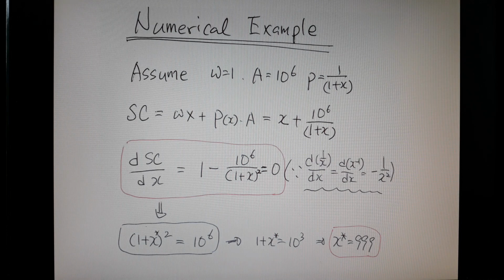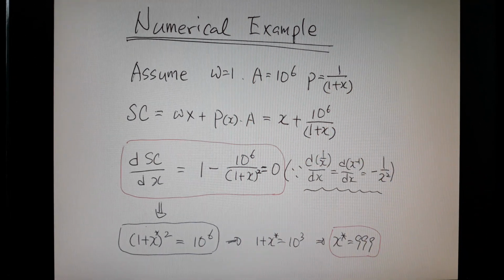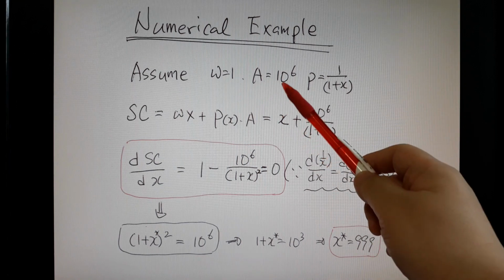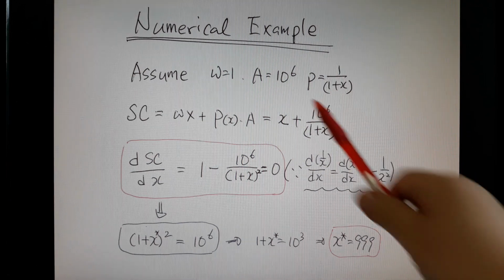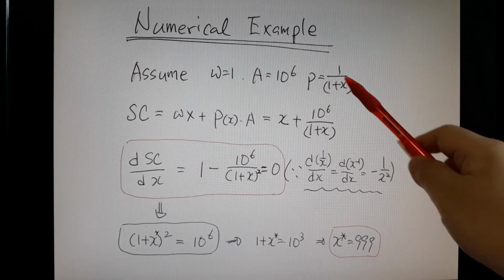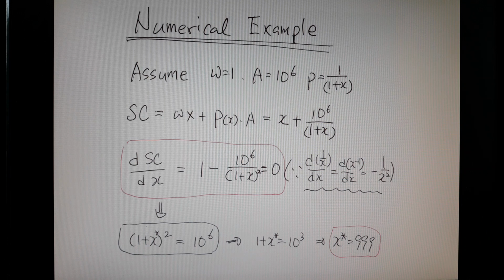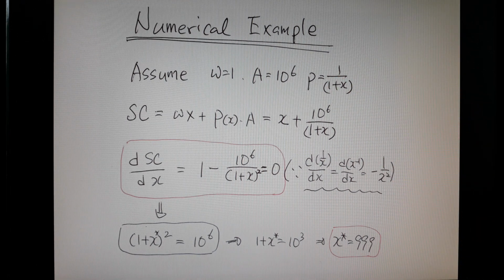Numerical example. In order to understand it better, I will give specific numbers for W, A, and P. I will set W equal to 1, A equal to 10 to the power of 6. So 10 to the power of 6 is 1 million. So if there's an accident, you're losing $1 million. And the probability of accident is 1 over 1 plus X. This is because if you add up everything, then it'll be 1.